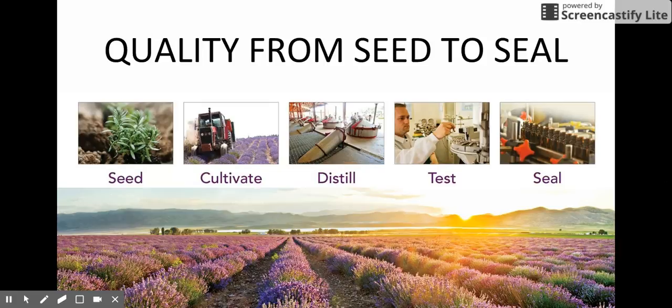They are tested, so they actually go through labs and they're tested in batches before they're sent out, in internal labs. And there are third-party facilities that also participate. Finally, each essential oil is carefully bottled and labeled using state-of-the-art equipment. So once the process is over, you can see we go from seed to seal using our quality processes and guarantee.